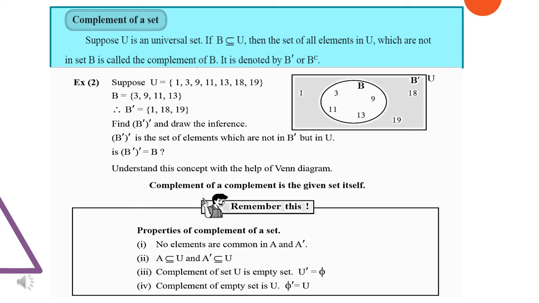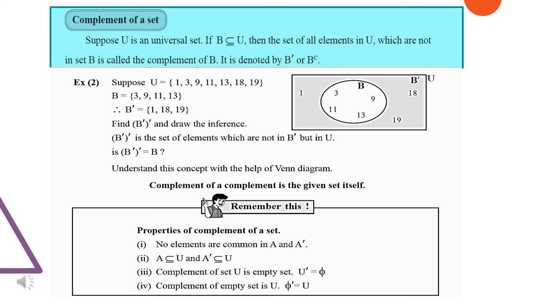Suppose U is a universal set given to us, and if B is a subset of U, then the set of all elements in U which are not in set B is called the complement of B. I'll repeat. You will just look at the Venn diagram when I'm repeating. If they give you U is the universal set and B is the subset of U, you can see B is drawn inside U.